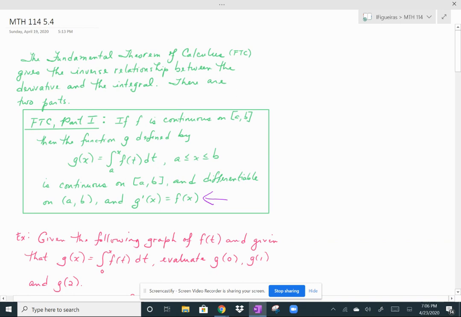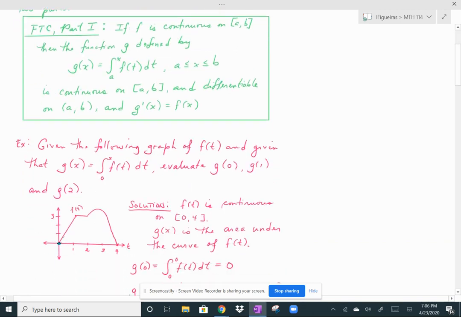Because remember, derivatives and integrals are inverse relationships. So if you're taking the derivative of an integral, as we would be in this case, the derivative g prime is just your function in terms of x. Okay, so let's use this theorem in a couple of different ways in these examples.